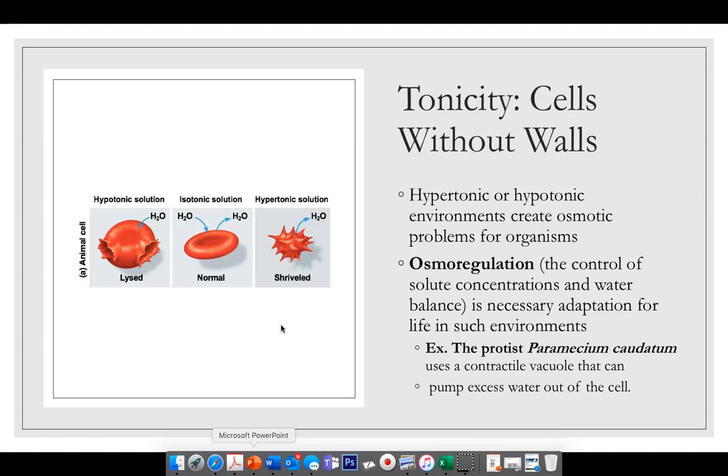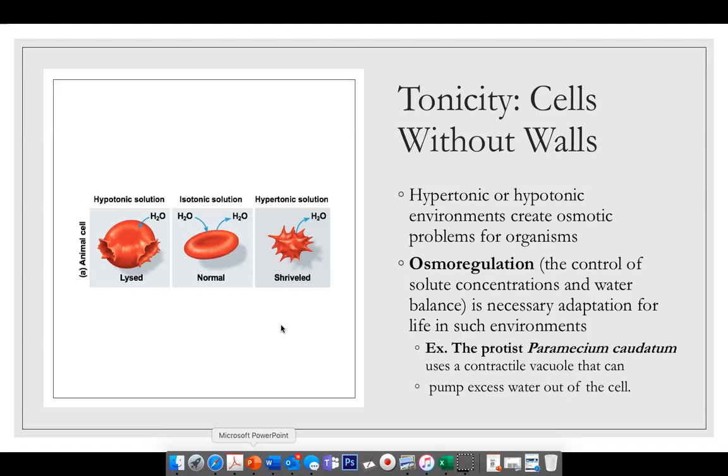Now, the effects of tonicity, the effects of the way water is going to move, are going to be different for cells without walls than for cells with walls. So we know that there are some types of protists, such as paramecium, and all animal cells that do not have a cell wall. And for single cell organisms like paramecium, they must have a way to regulate the amount of water that is moving into and out of those cells, and that's called osmoregulation.